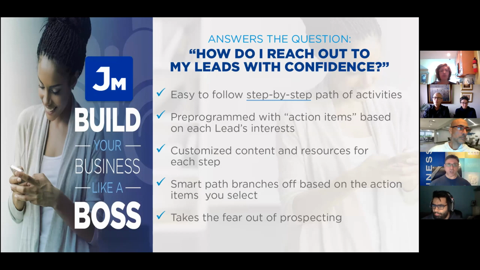So the next thing we get is customized content and resources for each step. So JMobile won't just tell you, go do this. It will tell you, go to the video library and send this video or send this message. Smart path branches off based on the action items you select. What does that mean? After every action, there's a fork. Go left, go right. And based on your selections and the outcome of your previous encounter with your prospect, JMobile will recommend the next activity or the next action.